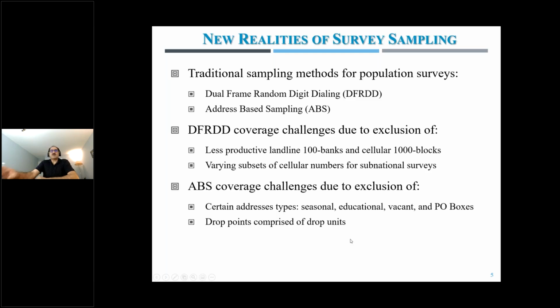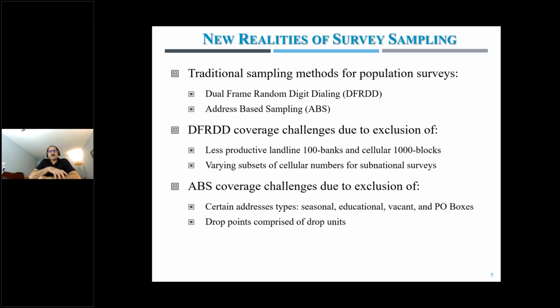On the address-based sampling side, although it's a fairly trusted methodology, there are issues in terms of coverage of this methodology, specifically in terms of certain address types that are often excluded: seasonal addresses, educational addresses, vacant addresses, and PO boxes. And there are studies that show that even though we exclude such addresses from our samples, oftentimes they end up having eligible occupied units that should have otherwise been included.